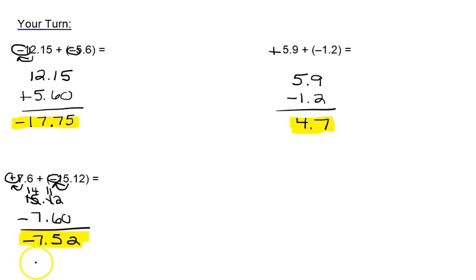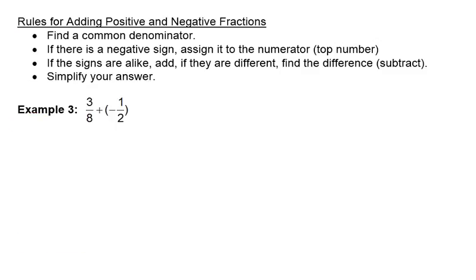7 and 52 hundredths. And finally, the last one, the signs are different, so we find the difference of the two numbers. And in this one, we actually had more positives, so that's why our answer is a positive 4 and 7/10. How'd you do? Let's try adding and subtracting positive and negative fractions now, because fractions are rational numbers.